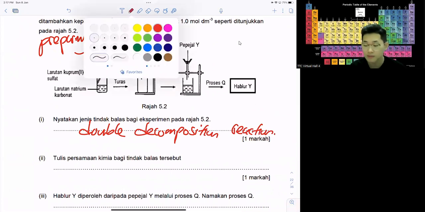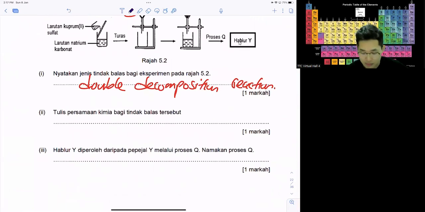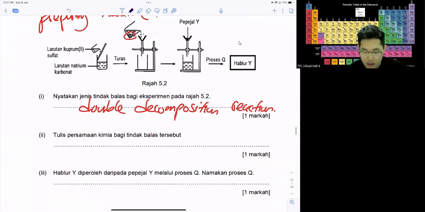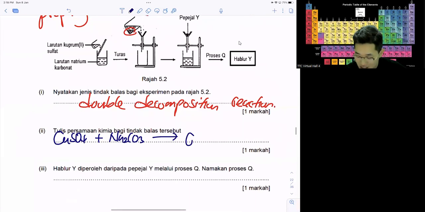Chemical equation. Okay, chemical equation. This one is CuSO4 plus Na2CO3 to get CuCO3 plus Na2SO4. This is the insoluble salt.